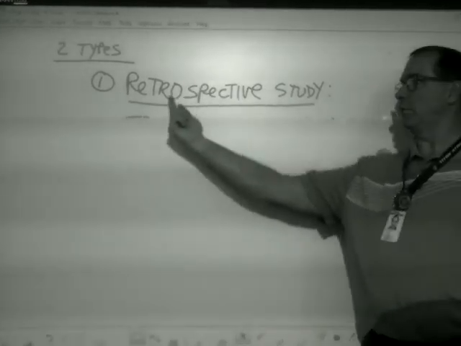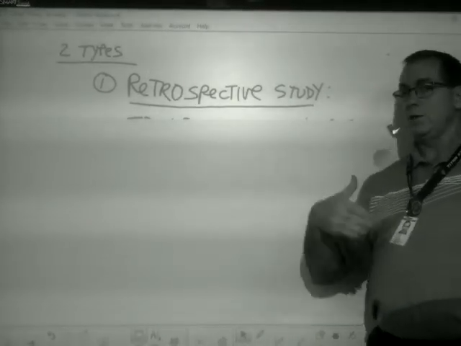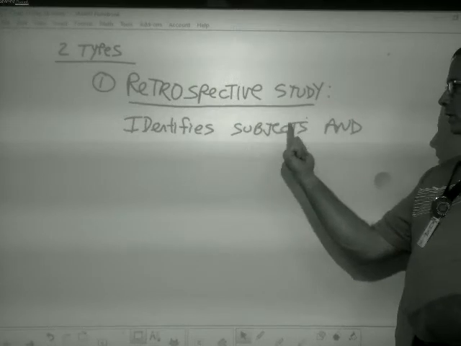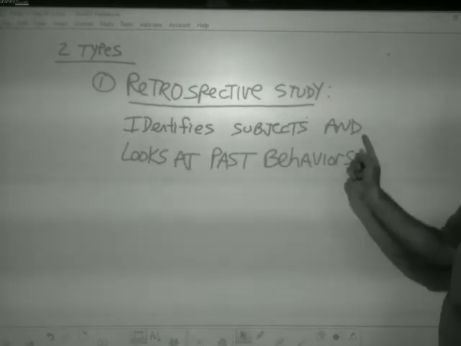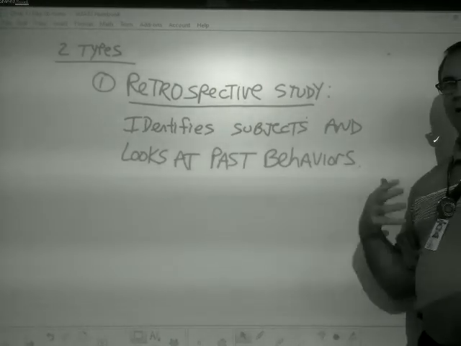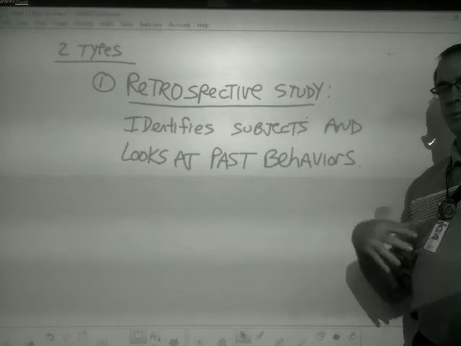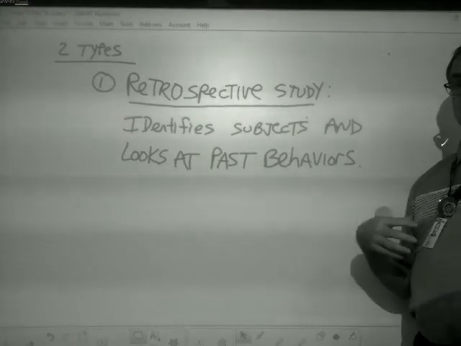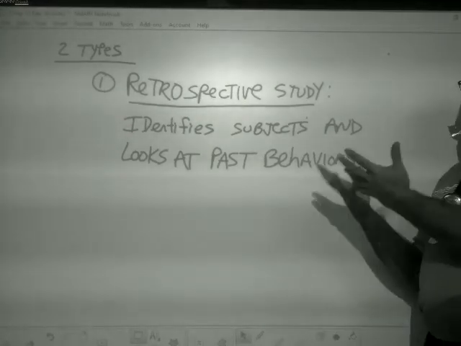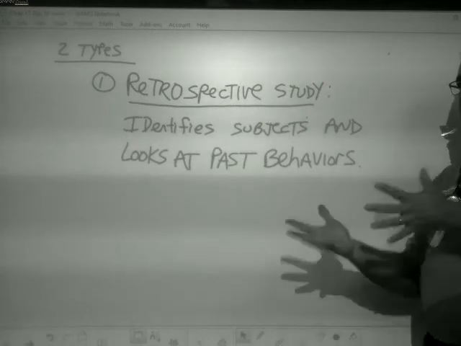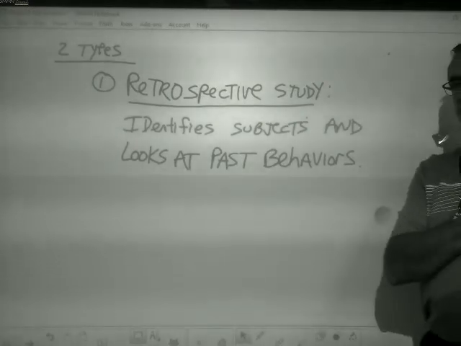There are two types. One is called a retrospective, and if we think about the word retro, that's in the past. So a retrospective study identifies subjects, okay, what is it that I'm studying, and looks at past behaviors. So that's identifying people and looking at their maybe previous medical records. Identifying people that currently have a disease or an illness and looking back at their past behavior that might have contributed to it.